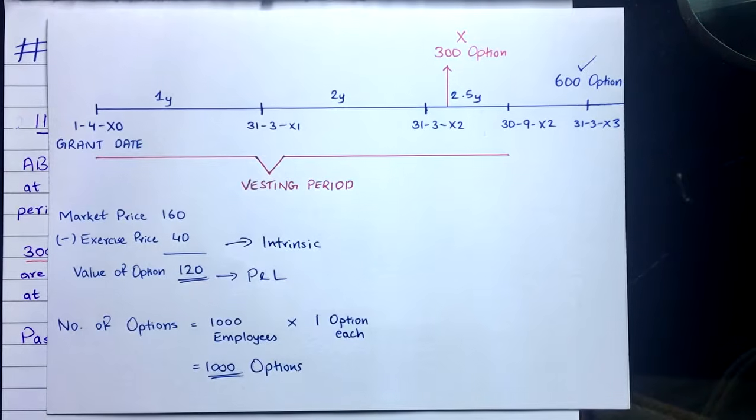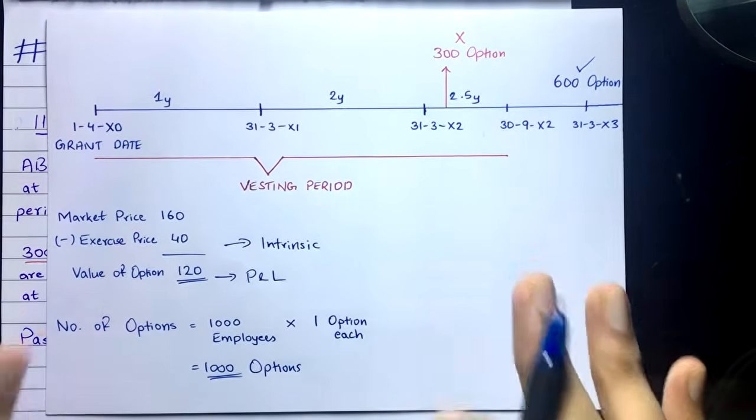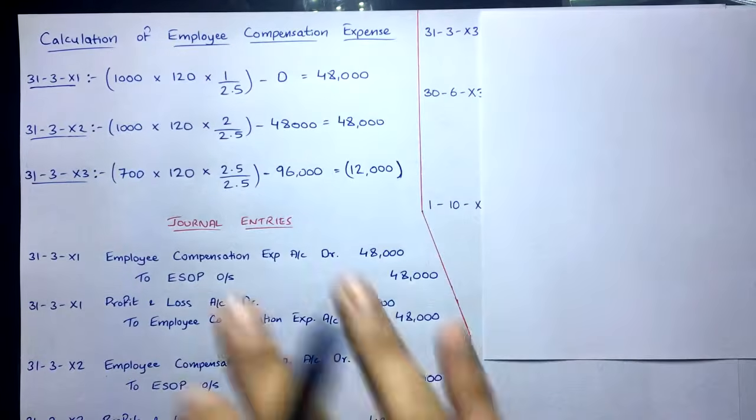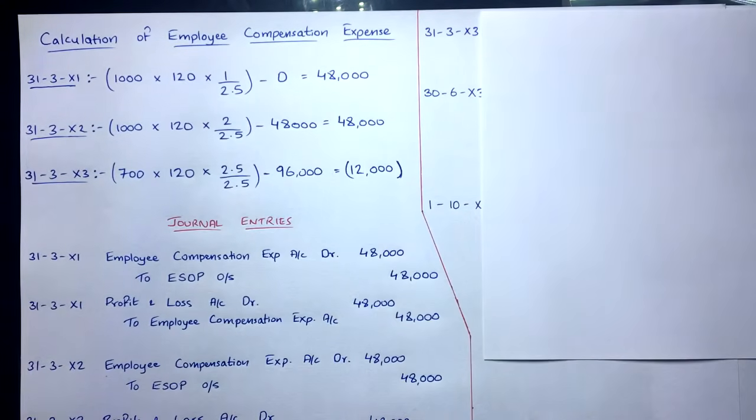Now we'll see the journal entries. We have discussed lots of things over here, right? Let's go to the journal entries and the calculation. Now here we have the solution. Let's understand how to pass these journal entries, how to do the calculation and everything.